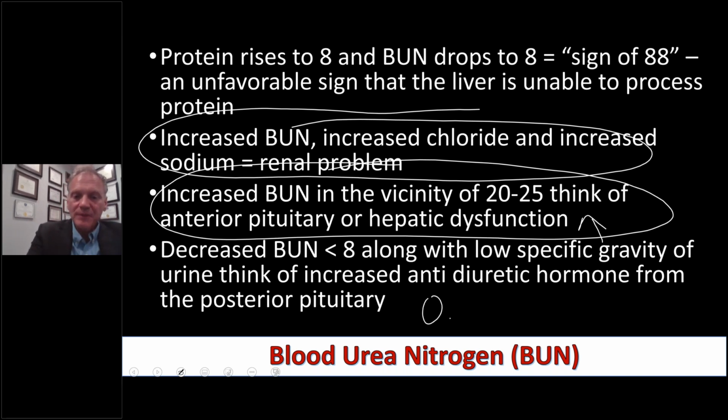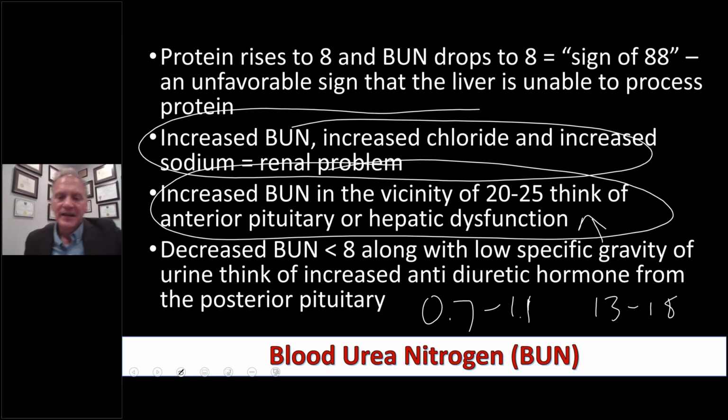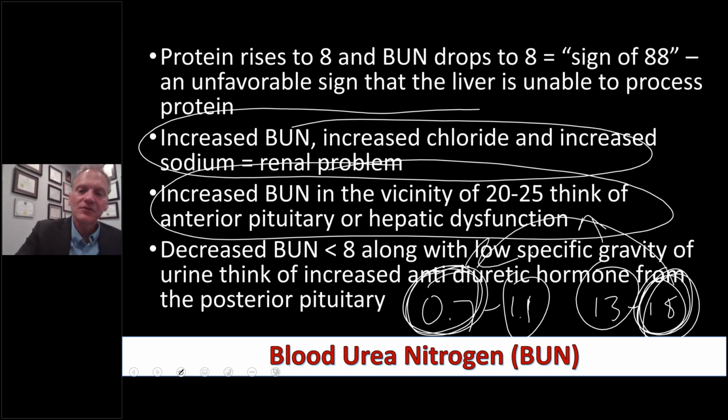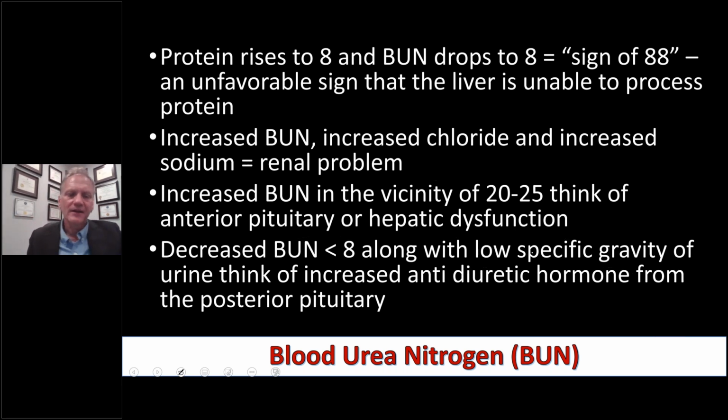Remember, creatinine should be 0.7 to 1.1, and BUN should be 13 to 18, and they're relative to each other. If I see a creatinine at 0.7, I expect to see the BUN at 13. If I see a 1.1 creatinine, I expect the BUN to be around 18. So if I have somebody that's creatinine at 0.7 and BUN at 18, guess what? That BUN's higher relative to the creatinine, even though both of them are in the normal functional range. That still tells me there's inflammation going on there.